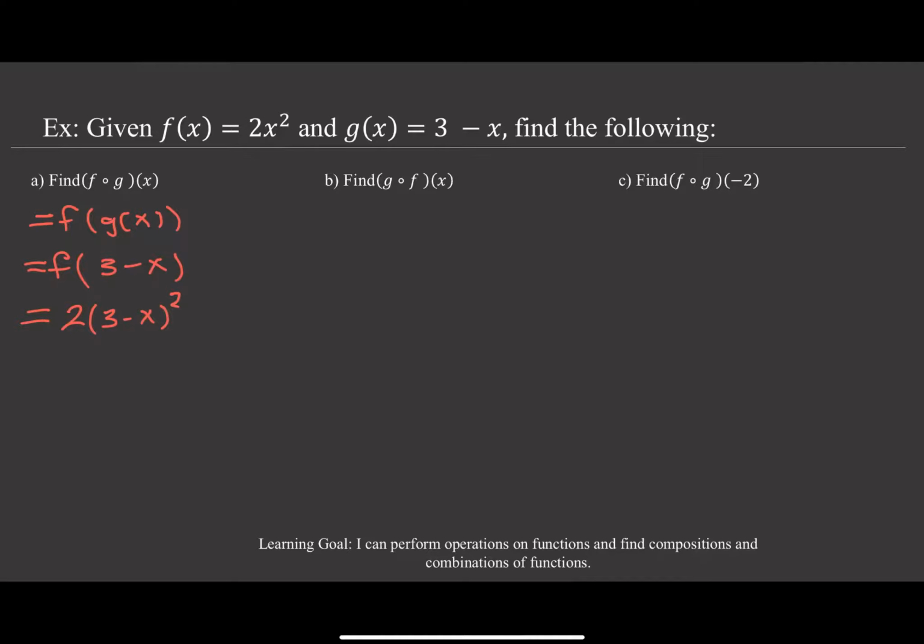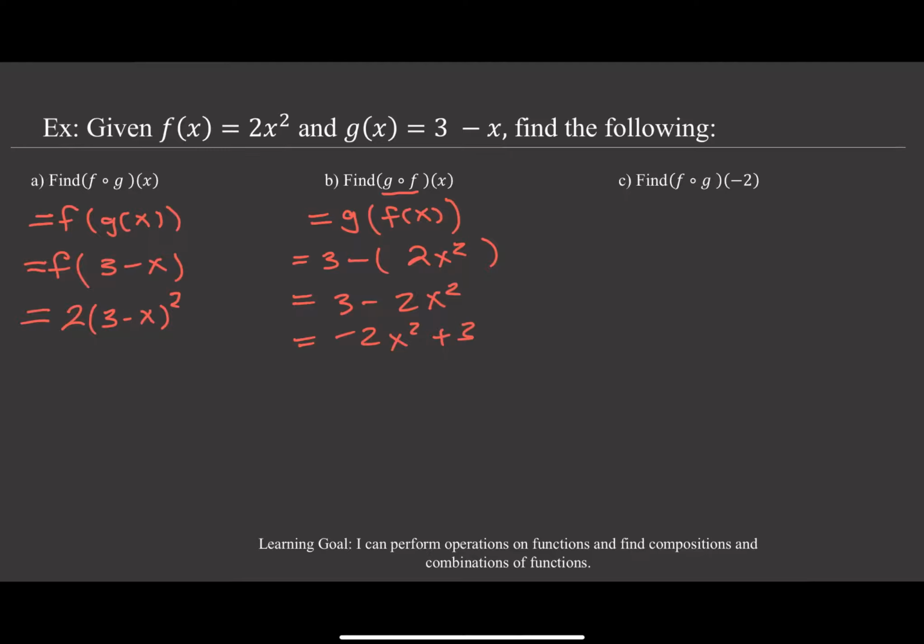So if we look at the next problem, it says we have g composed of f of x. So what that means is instead of plugging g into f, we're going to plug in f into g. And so everywhere that I have an x in my function g, I'm going to actually replace that with 2x squared, which is f. So for g of f of x, I'm going to have 3 minus, and here again, instead of writing x for our g of x, I'm going to go ahead and put in f of x, so 2x squared. And we can simplify this a little bit, so 3 minus 2x squared. And again, I always recommend that you write in descending exponent order. So this is the same thing as negative 2x squared plus 3.